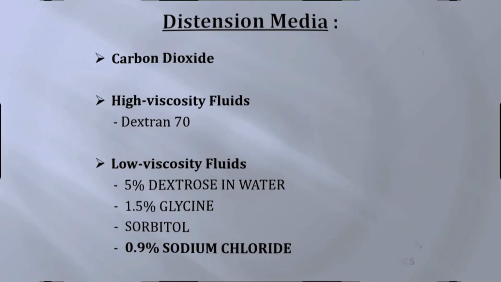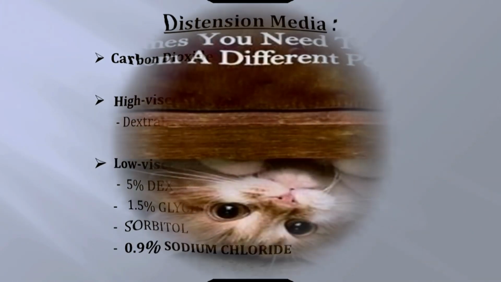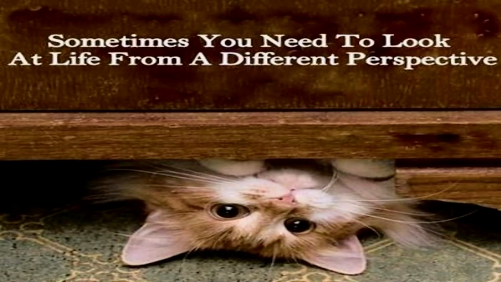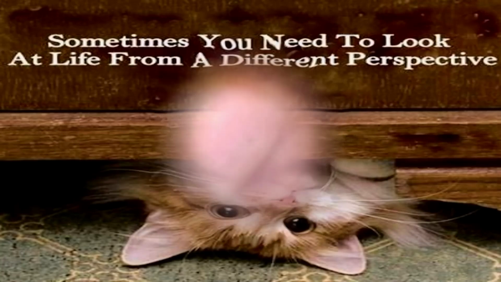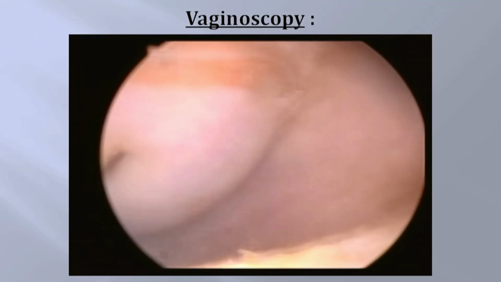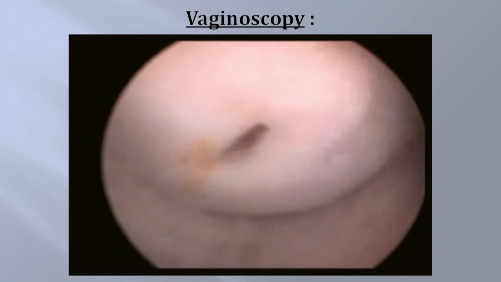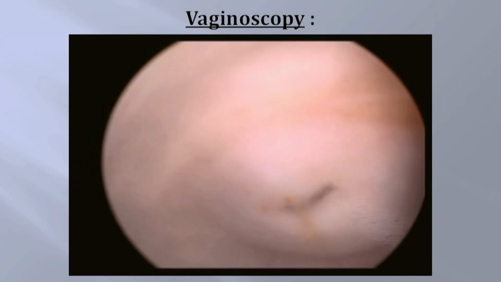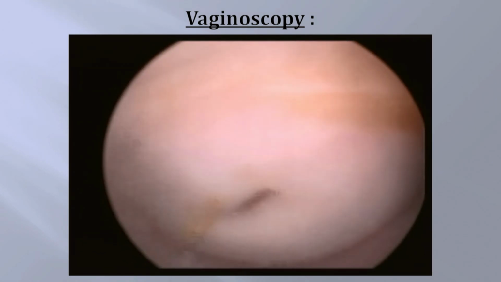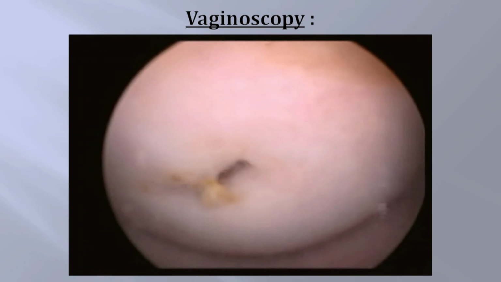Without going into much detail of the basics, this picture depicts what hysteroscopy is. Actually, we need to see life from a different perspective, exactly what hysteroscopy allows us to do in infertility. A simple vaginoscopy, which includes the inspection of the external os, then vagina and cervix, is shown in this video.